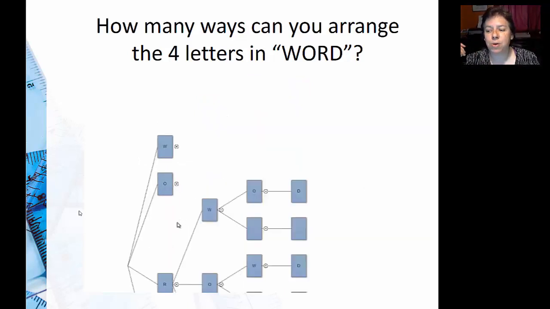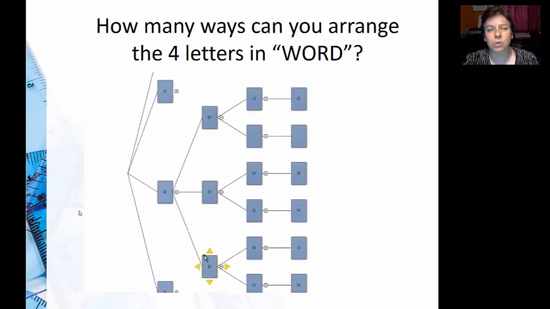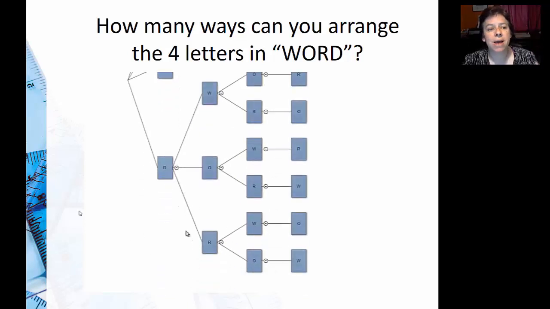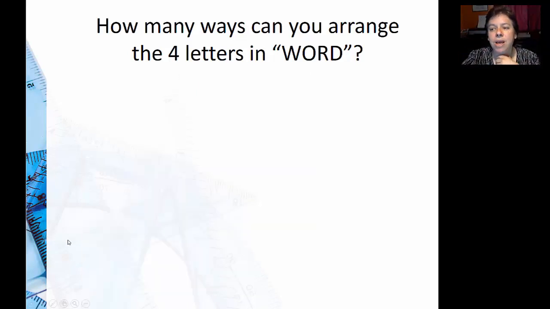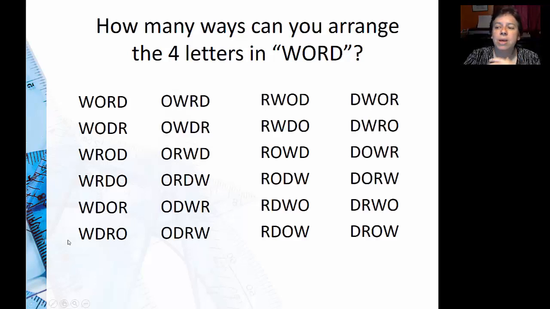And if you look, if I start with R, I have 3 choices for the next letter, then it goes down to 2, and then it goes down to 1. And finally, the same thing for D. So since I have 4 of these, I really have 4 times 3 times 2 times 1, or 24 different ways I can arrange the letters in WORD.